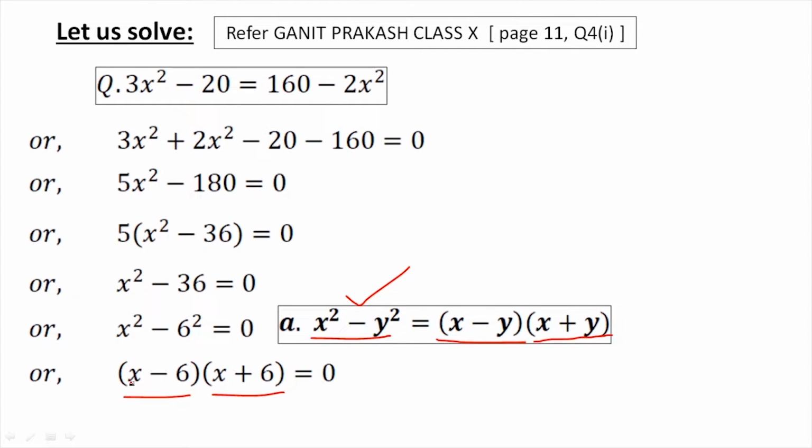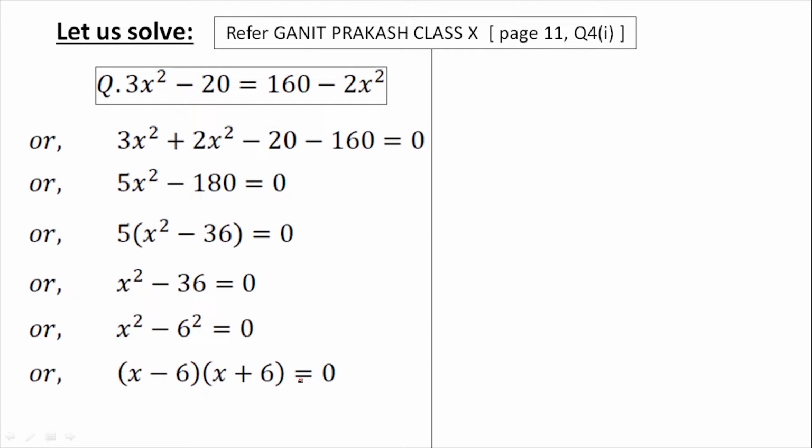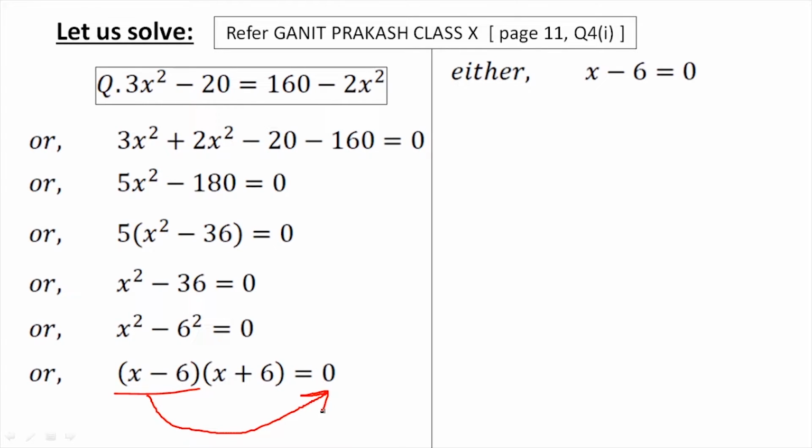Now after getting x minus 6 into x plus 6, what we will do is we'll write either x minus 6 will be equal to 0. So either x minus 6 is equal to 0. Taking 6 onto this side, what do we get? We'll get x is equal to 6. This is negative, it goes onto the right hand side, so it becomes positive. So what is the value of x? x is equal to 6.